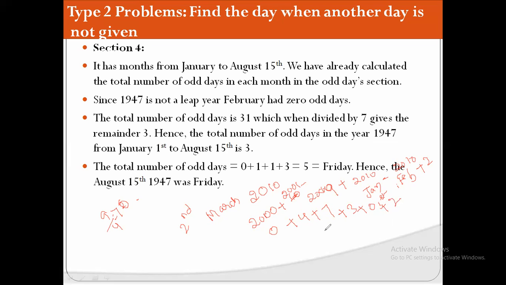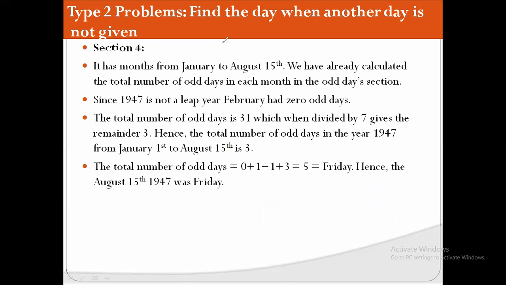So 7 plus 7 we can remove, then 7 plus 3 is 10, 14, 15, 16 total. 16 divided by 7: 7 twos are 14, so 2 odd days. With 2 odd days, we can decode that it was Tuesday. So it was Tuesday. Like this, we can easily calculate if we have the basic knowledge of the odd days of the centuries and everything.